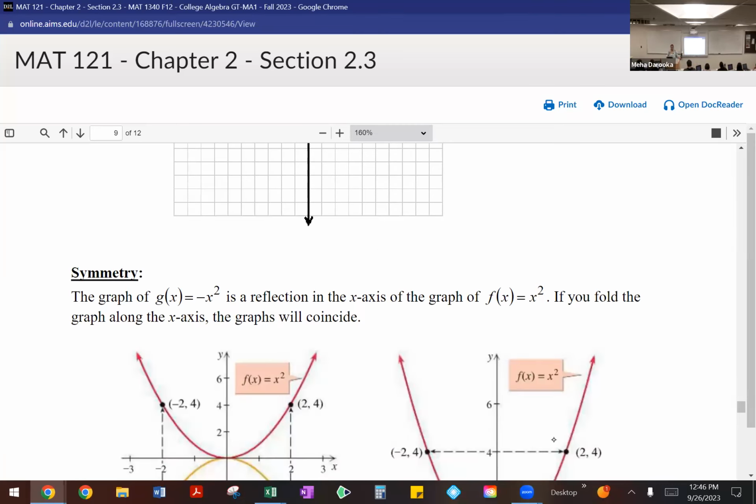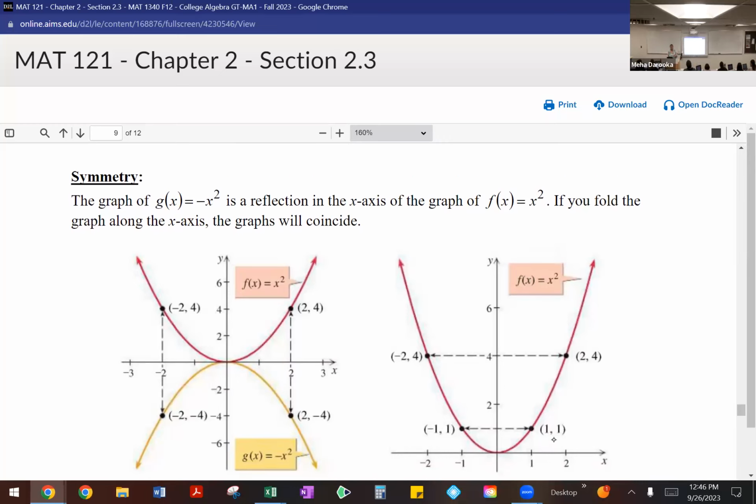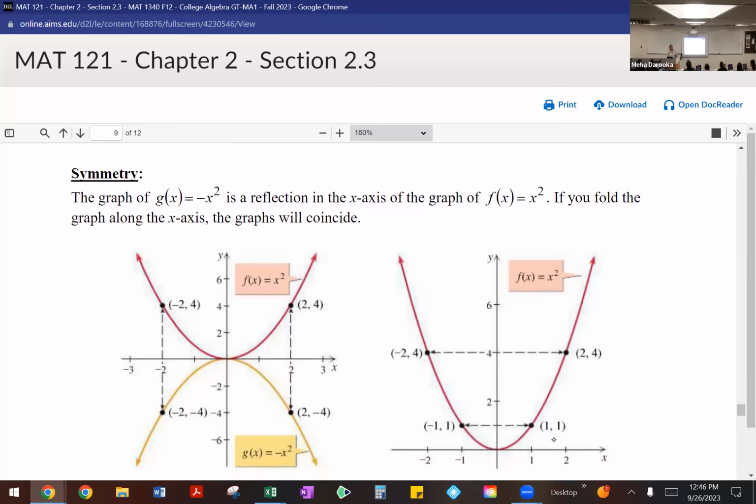Okay. So symmetry is not a transformation. Symmetry, as the name suggests, we are literally talking about two halves of our graphs being equal, identical, similar. Now there can be different types of symmetry we'll be talking about. So here you can see if we reflect the graph f of x equals x squared in the x-axis, that's the reflection that we talked about. It gives us the function g of x equals negative x squared.